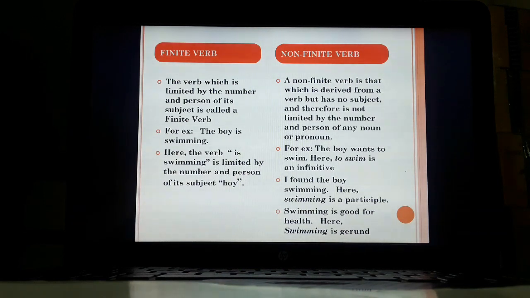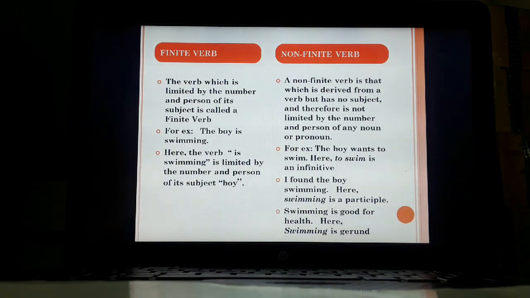Now see, an example of a finite verb. The boy is swimming. Here, which is the verb? Is swimming, and the verb is swimming is limited by the number and person of its subject boy. So since the verb is swimming has its own subject, it is termed a finite verb.